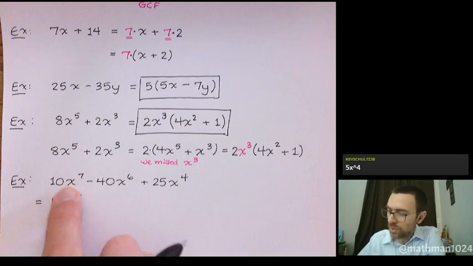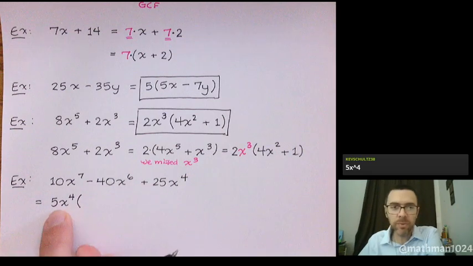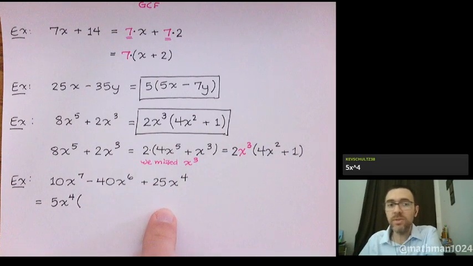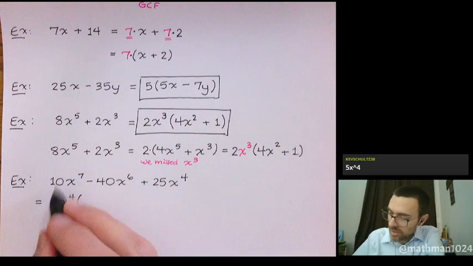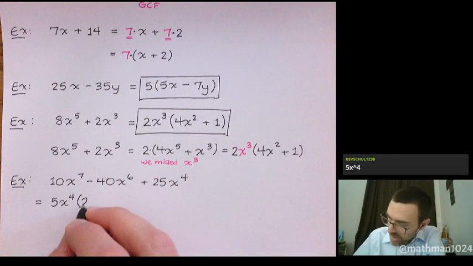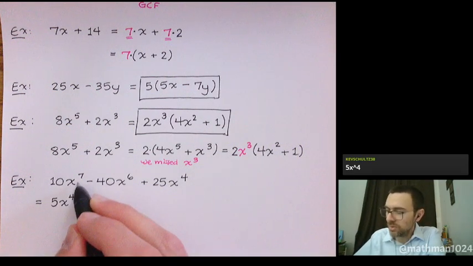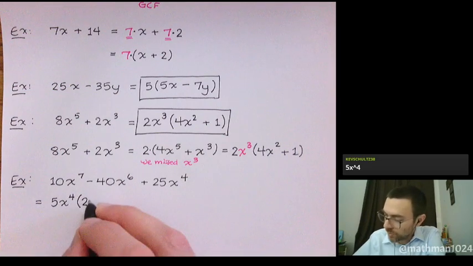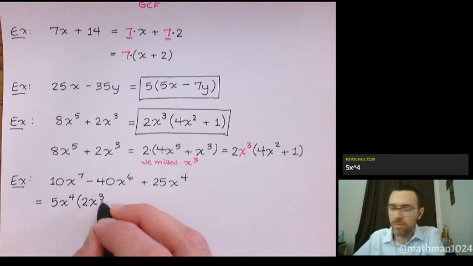So I had 3 terms here. When I take out a common factor, I should still have 3 terms left inside here. So 10 divided by 5 gives us 2. We had x to the 7th. We take out 4 factors of x, and we're left with x cubed.